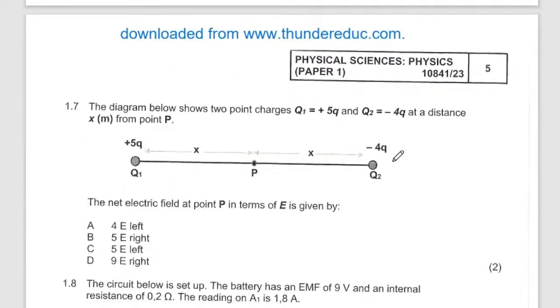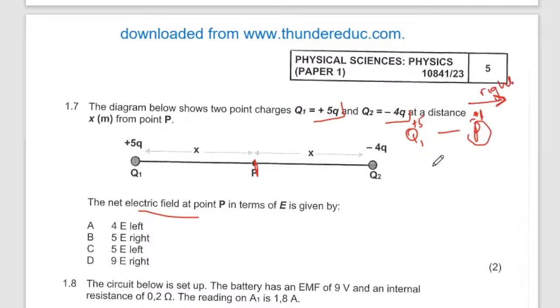1.7, the diagram below, we have 2 point charges, which is the +5 coulomb, and then the -4 coulomb at a distance of x meters from point P, which means they are equidistant. Then they want the net electric field in terms of E. So what we can see is that if I look at the Q1 and the P, okay, Q1 is positive, and this is a positive point. Positive charges will repel each other. So in other words, the force that is acting on P is going to be to the right.